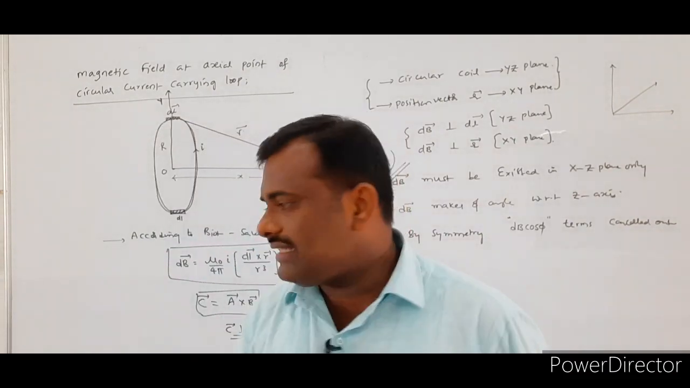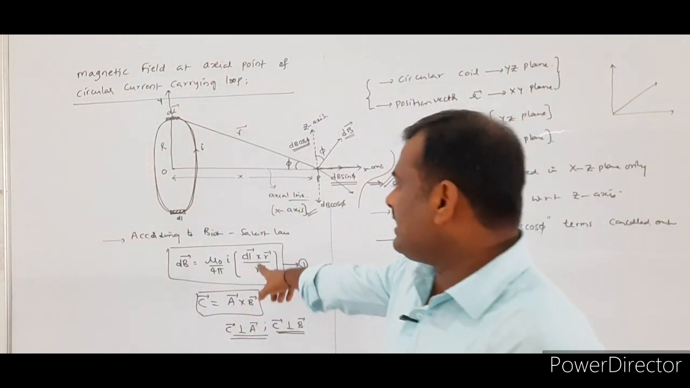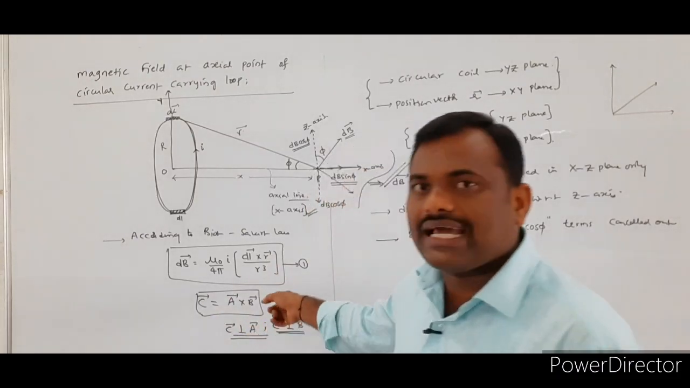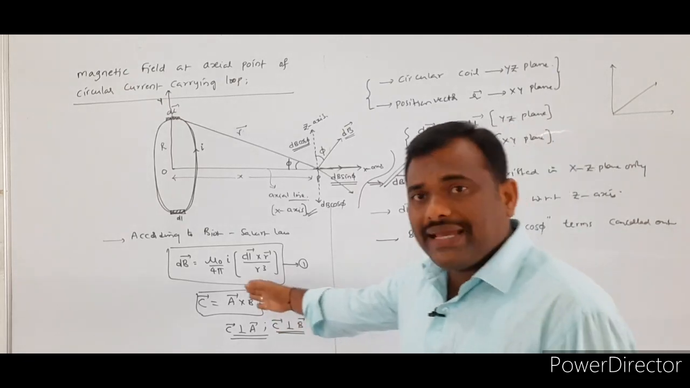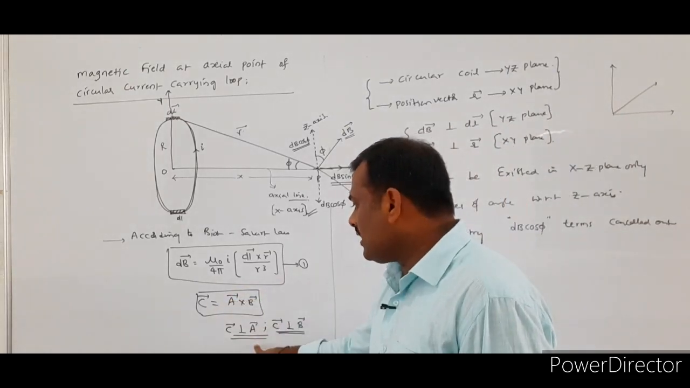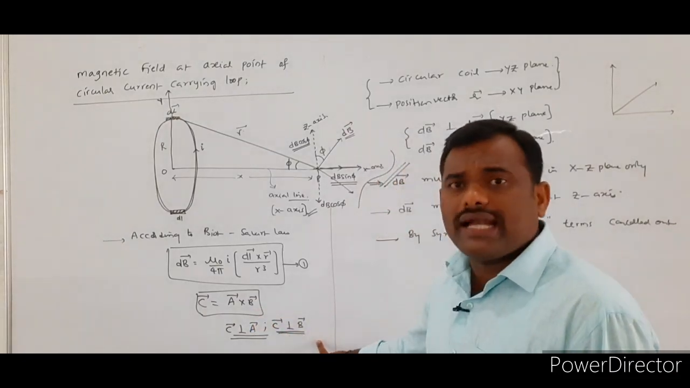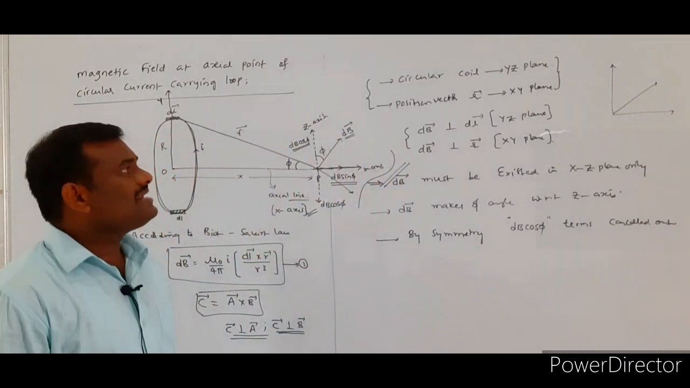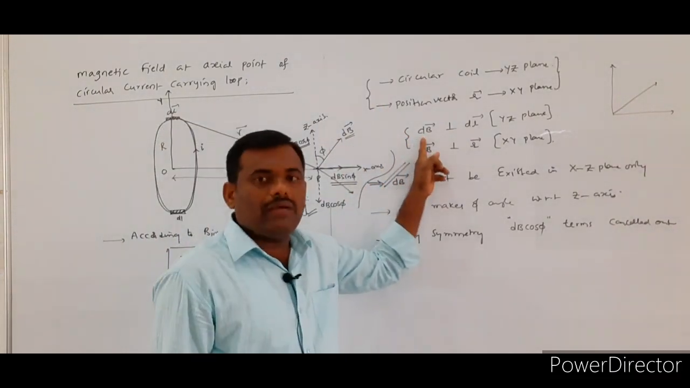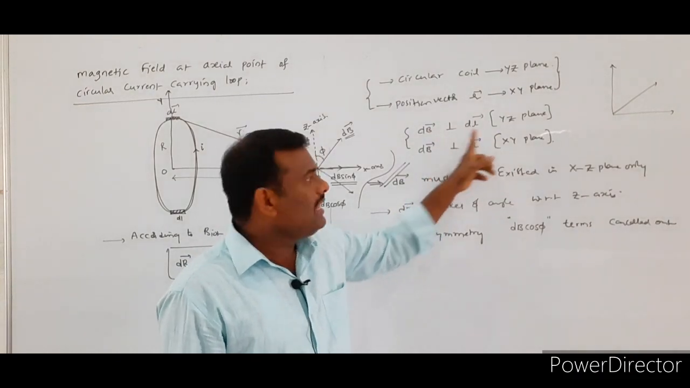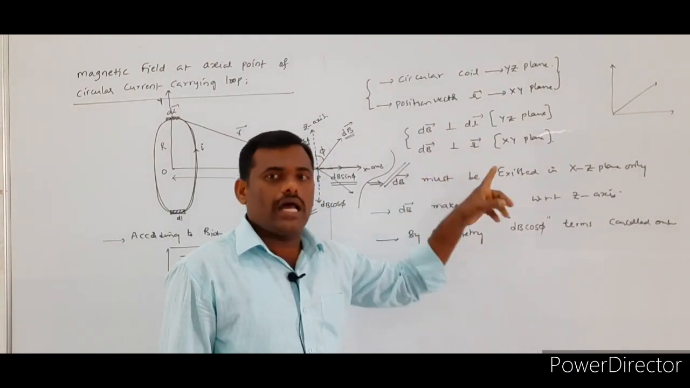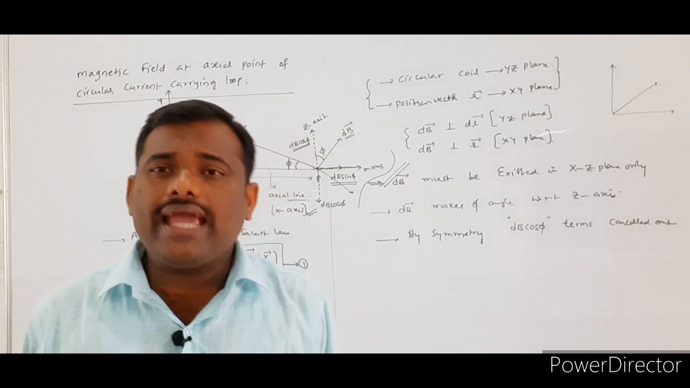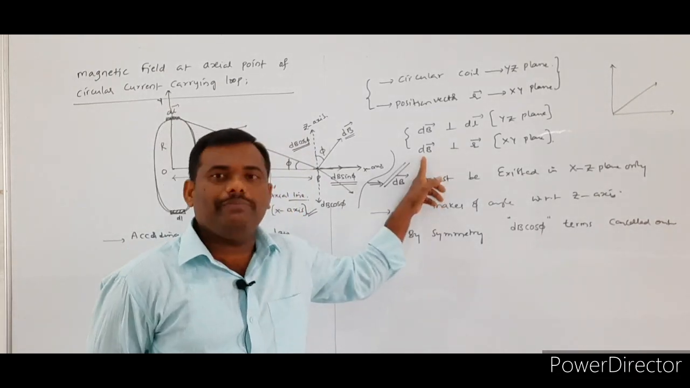So I am assuming that the vector dB bar will be c bar, dl bar will be a bar, and r bar will be b bar. From this basic definition of the cross product, c bar is perpendicular to a bar, and c bar is also perpendicular to b bar. That only we wrote here. If you consider the circular current carrying coil, dB bar will be perpendicular to dl bar, and dB bar is also perpendicular to r bar. But I want to know in which direction or in which plane the magnetic field will be existing.